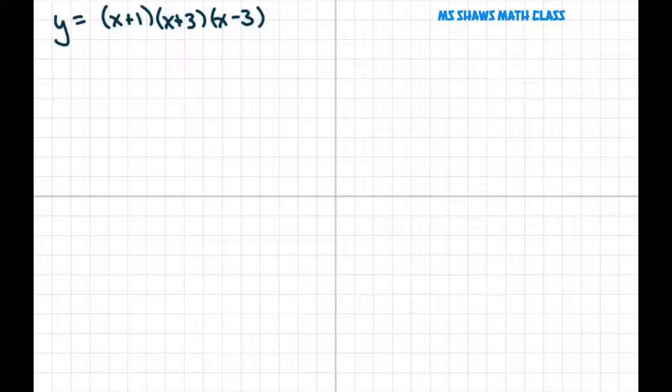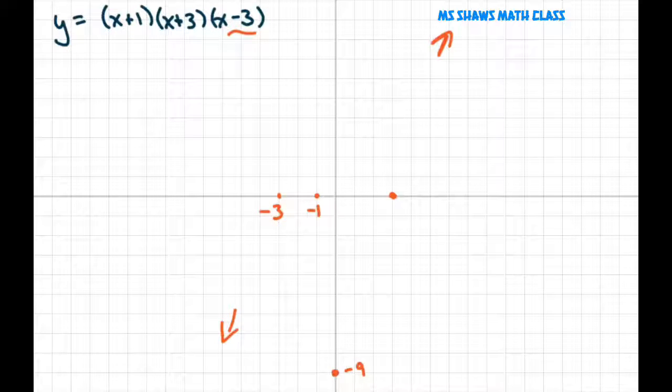Let's graph some of these points. Our y-intercept was negative 9, so I'm going to put it right there. Our zeros were negative 1, negative 3, and for this last piece it was 3. And we also know we're starting in quadrant 3 and ending somewhere in quadrant 1. Our multiplicities are 1, so we can cross.